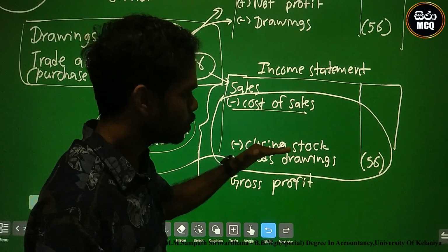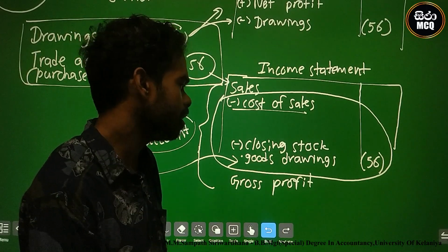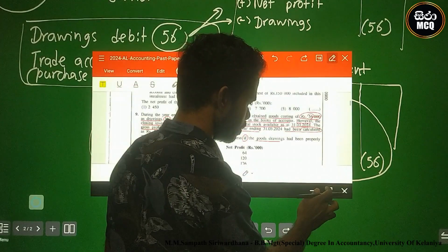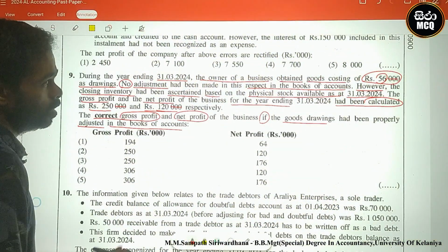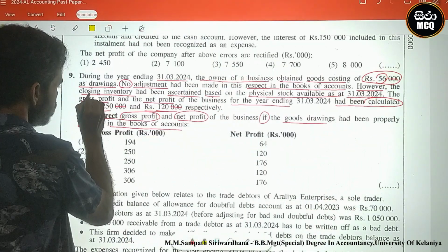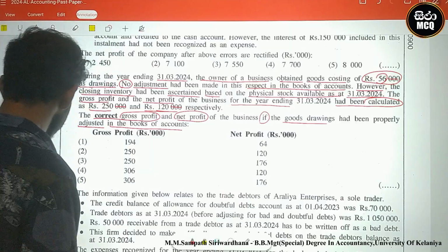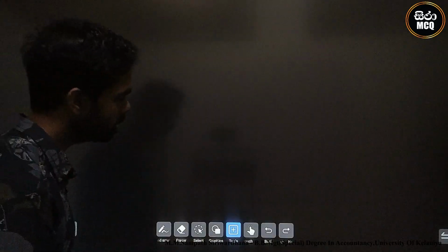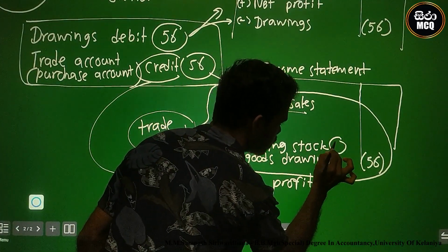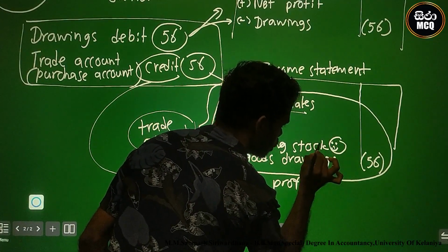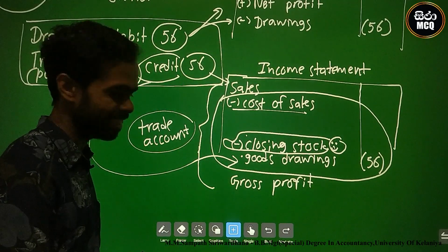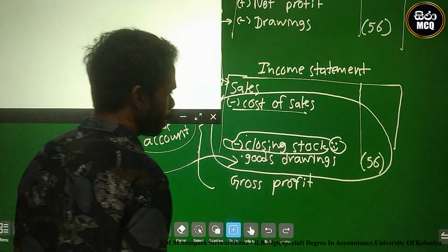There is a new impact, the goods drawings. At this time, there is a crucial point. They say to you, look here, there is this one. However, the closing inventory means which one? Closing inventory means closing stock. Look here, closing stock.